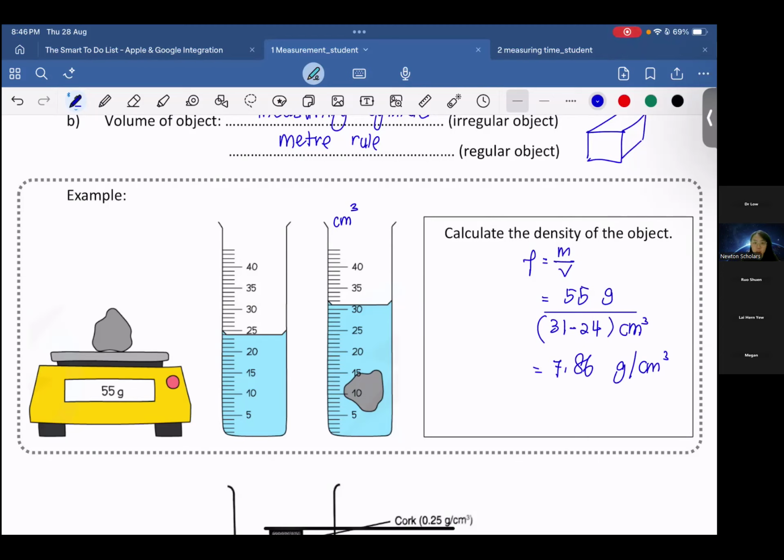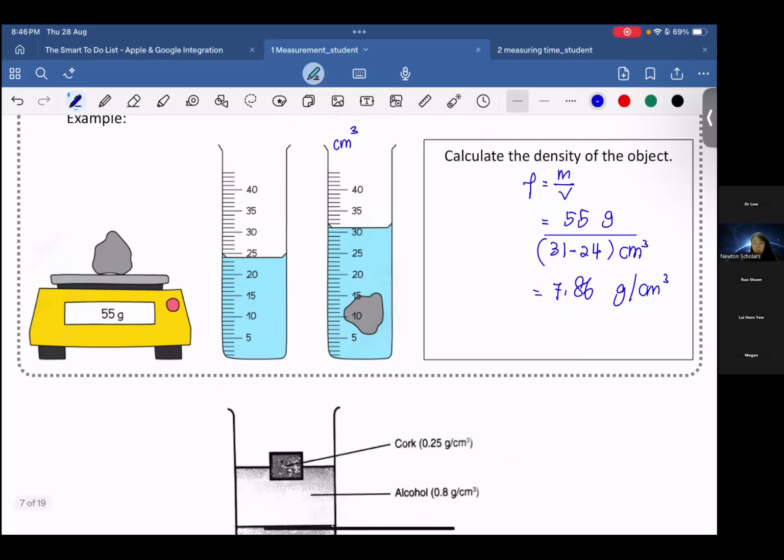Okay, just now I thought you were wrong. It's because I used 7.9, two significant figures. Now three significant figures is also no problem. Okay, so how about the others? If okay, then we proceed.